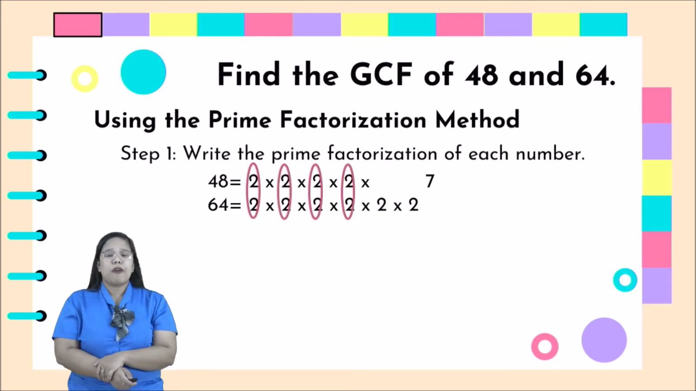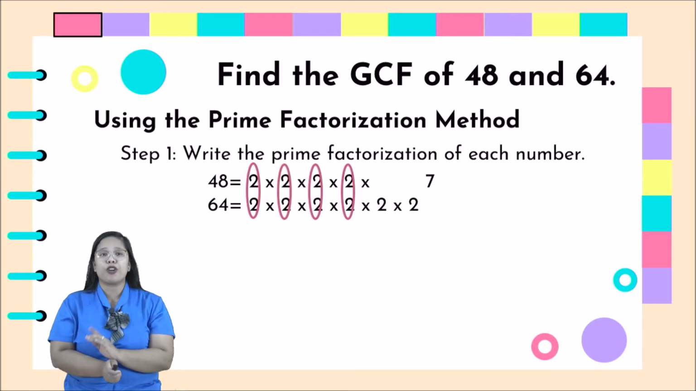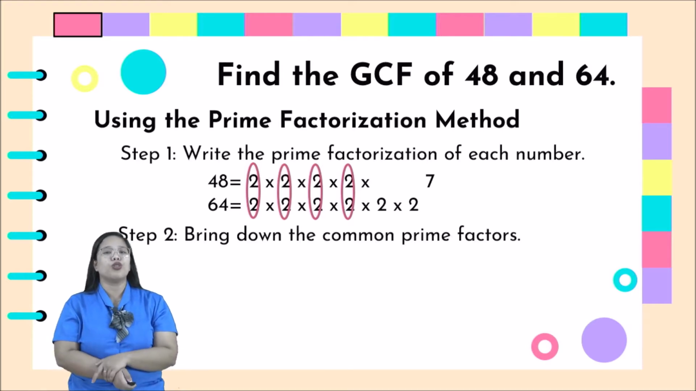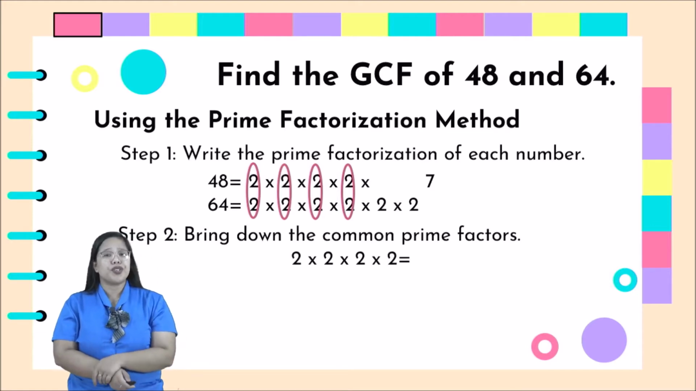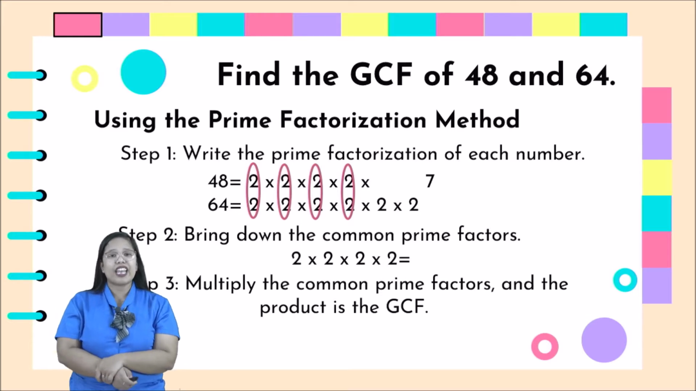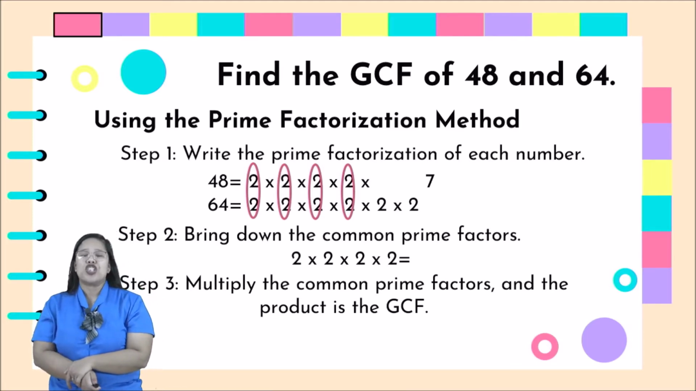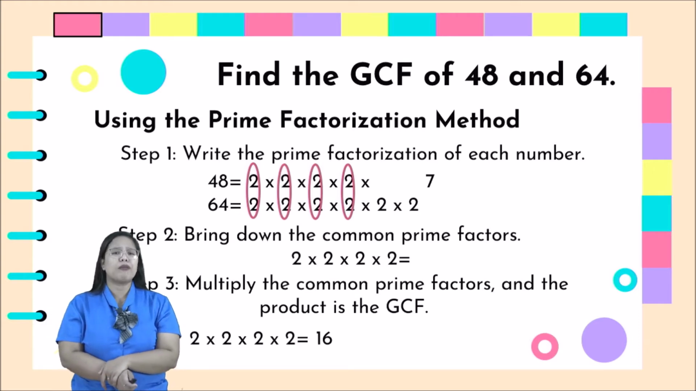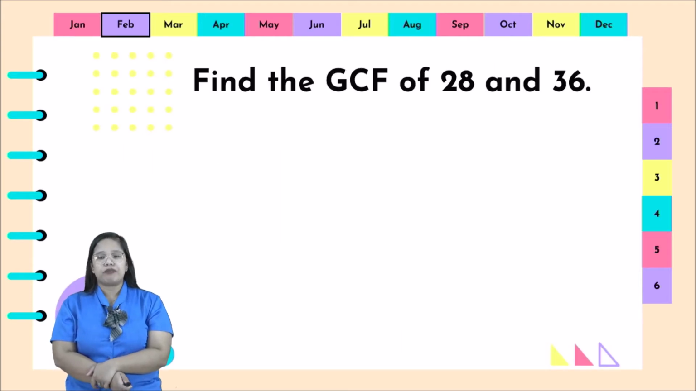So, their common prime factors are, for step 2, we will bring down all those common prime factors, which are 2 times 2 times 2 times 2. And then for step 3, again, we need to multiply the prime factors, and the product is our GCF. So 2 times 2 times 2 times 2 is 16. Therefore, our GCF is 16. Very good, kids. Next one.